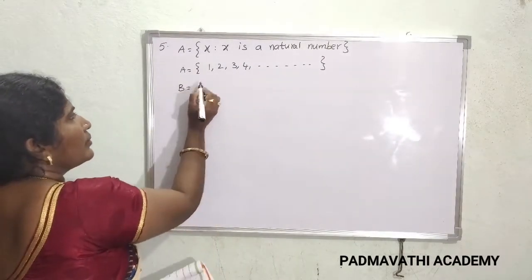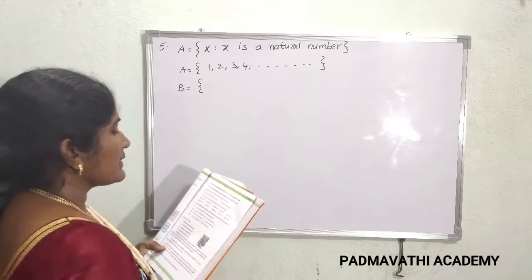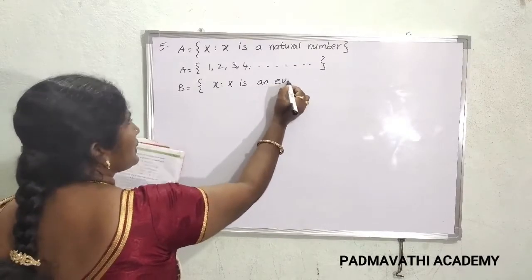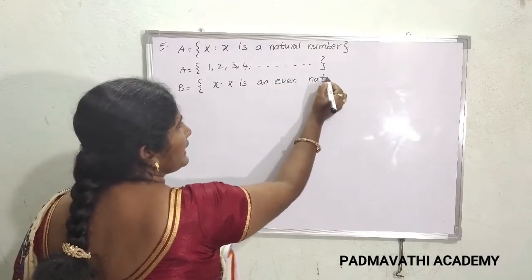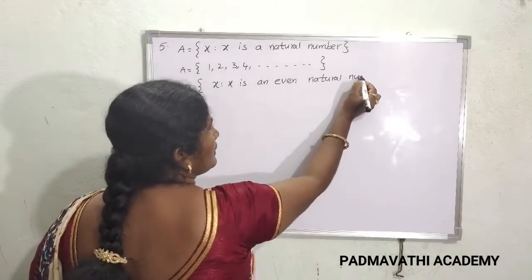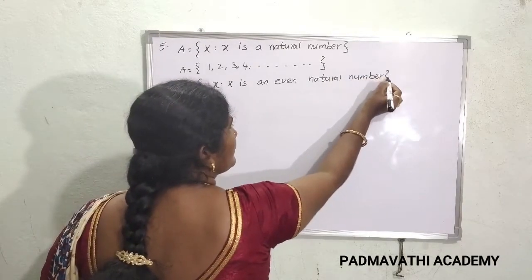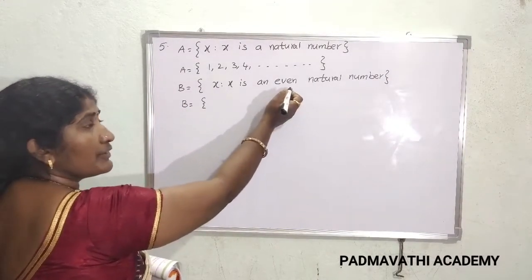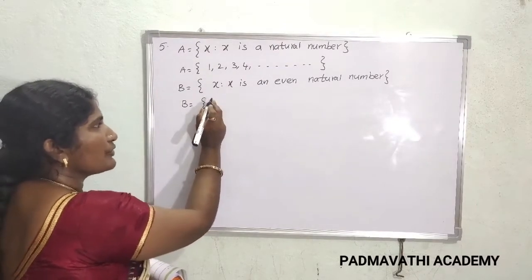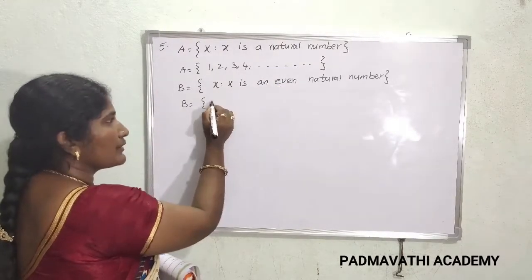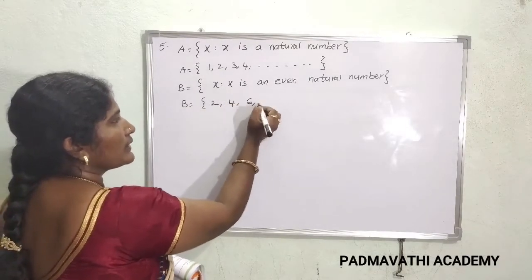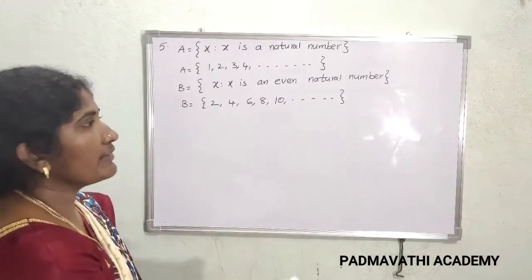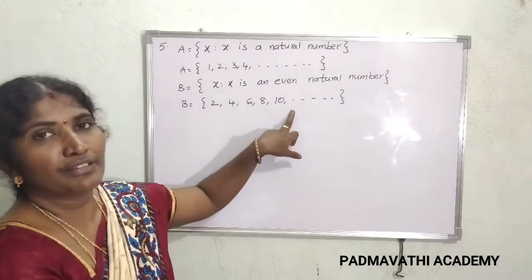Next, set B. What is the set B they gave? X such that X is an even natural number. So B is equal to even natural numbers. Natural numbers start from 1 onwards, but even numbers start from 2: 2, 4, 6, 8, 10, and so on. Because they did not give a final last element, that's why it is an infinite set.